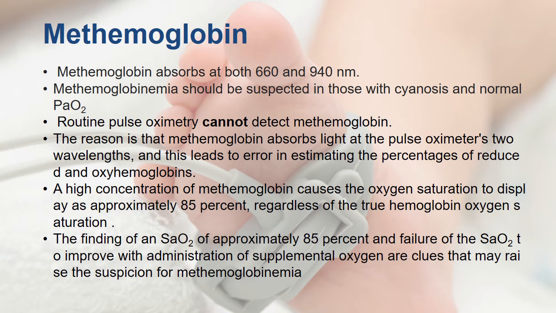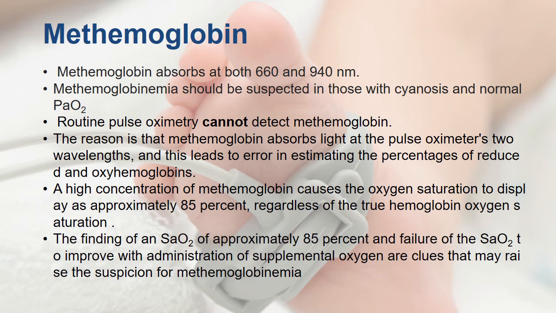Now, the details of methemoglobin. What is methemoglobin? As we know, normal hemoglobin has iron in the ionic form with a valency of +2. In methemoglobin, that iron is oxidized to a valency of +3. Methemoglobin absorbs both wavelengths, at 660 as well as at 940 nanometers. So the pulse oximeter doesn't know what is happening. Methemoglobinemia should be suspected in patients in whom there is cyanosis and a normal PaO2.